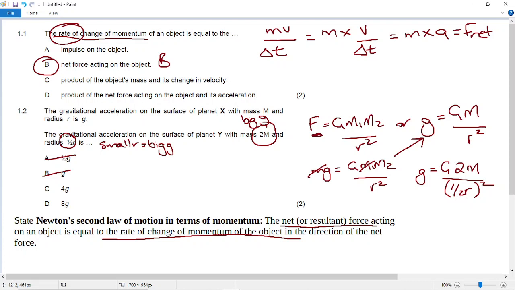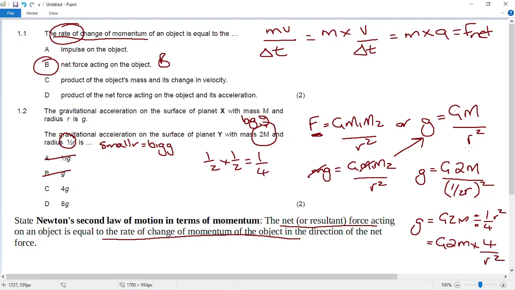So now let's think about this denominator of a half r squared. This is the same as saying g equals G 2m divided by a half r squared, a half times a half. Think about this, people. A half times a half is a quarter. So this is G 2m divided by a quarter r squared, which is the same as saying G 2m times 4 over r squared.